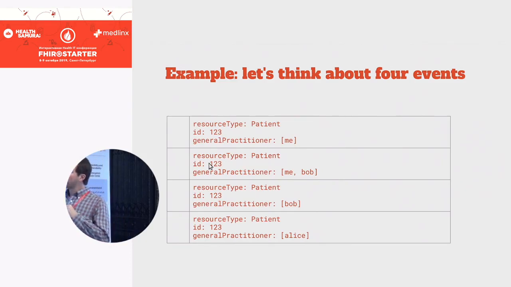So I want to walk through an example in a little bit of detail so that we can think about how a subscription reacts to changes in the data.